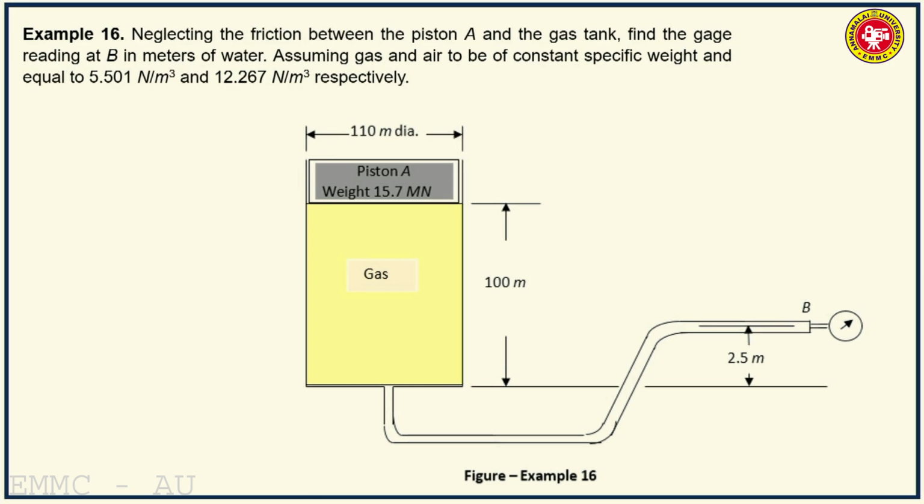So let us go to the next example, example number 16. Neglecting the friction between the piston A and the gas tank, find the gauge reading at B in meters of water. Assuming gas and air to be of constant specific weight and equal to 5.501 Newton per meter cube and 12.267 Newton per meter cube respectively.